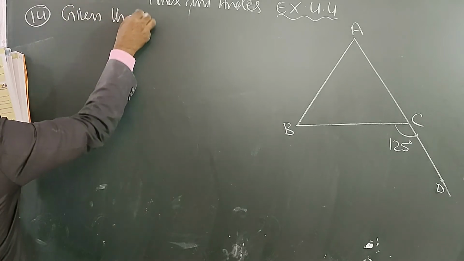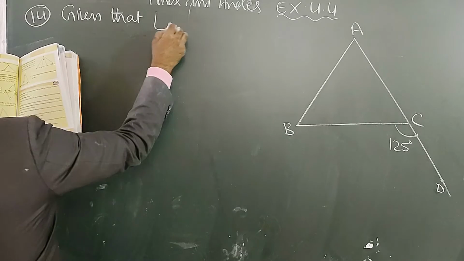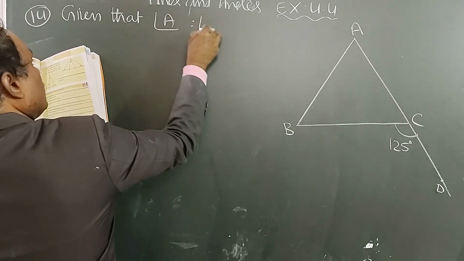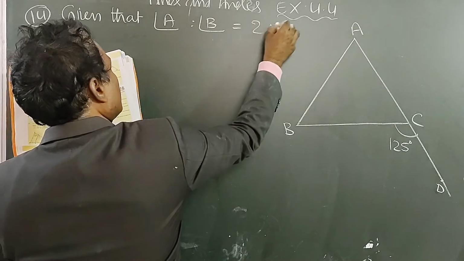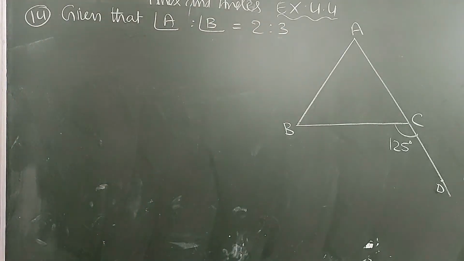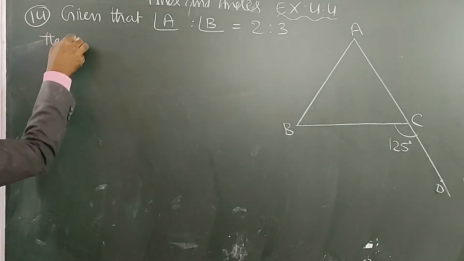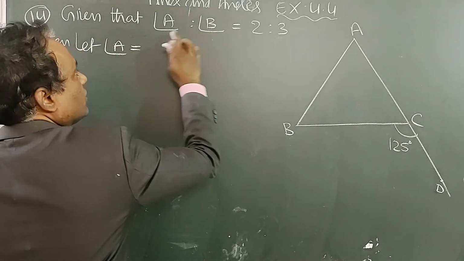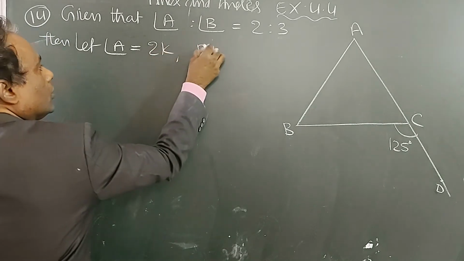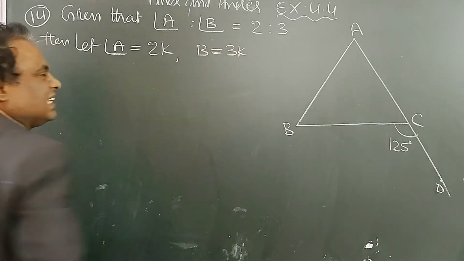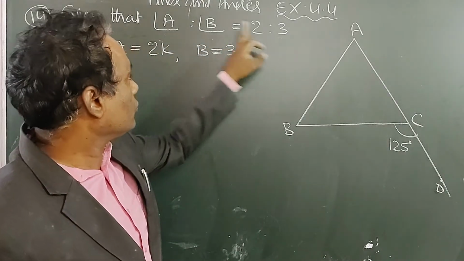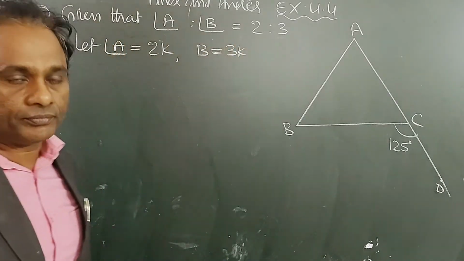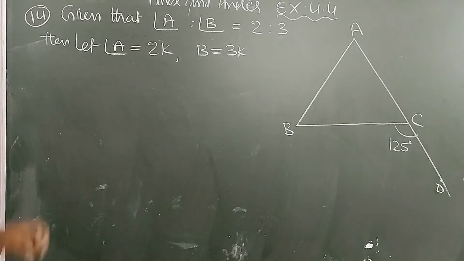Given that angle A is to angle B is equal to 2:3. That is given, students. So then, let angle A be 2 ratios and B be 3 ratios, which means A is equal to 2K and B is equal to 3K.